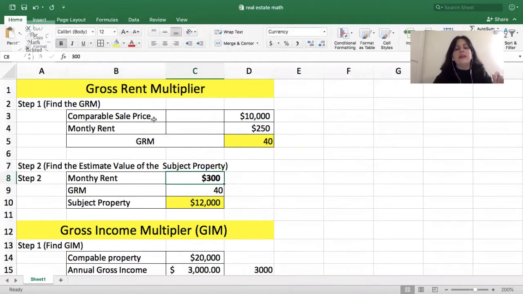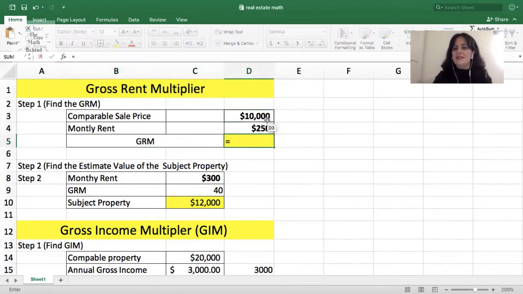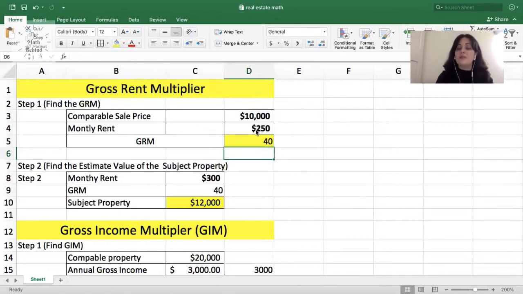And you're like, okay, let me go ahead and get a comparable one on the market, figure out what the monthly rent is, figure out what the sales price was, and from there I'm going to get the gross rent multiplier. So you get the comparable, and you say, okay, the comparable sales price is $10,000 and the monthly rent is $250. So you do 10,000 divided by 250, and boom, you get 40. 40 is going to be your gross rent multiplier.